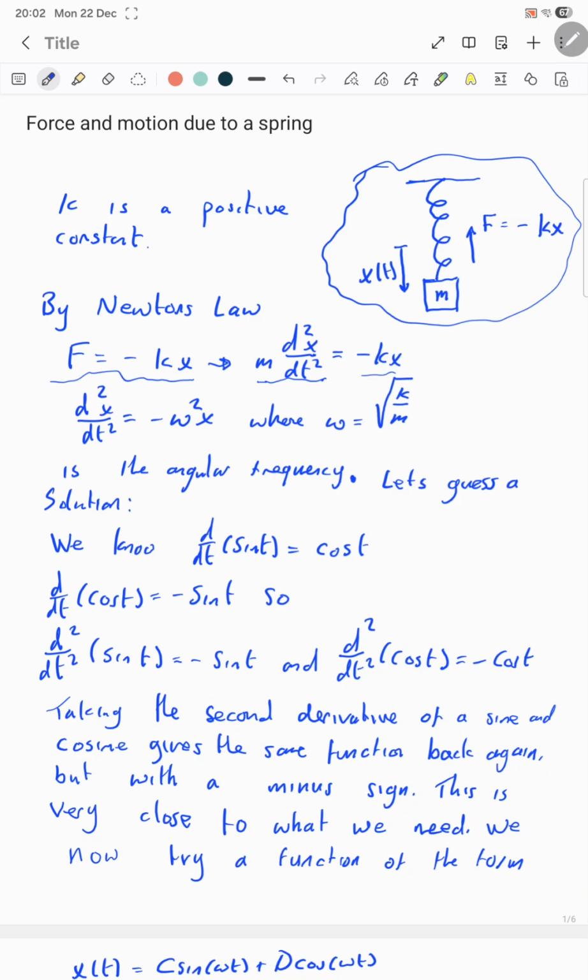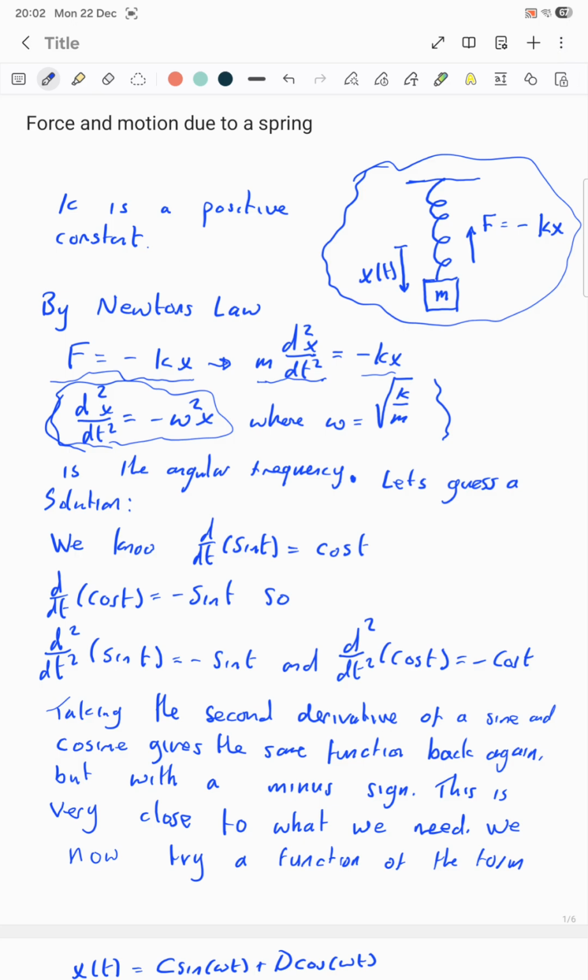So when we divide by m, we get this expression here, which is a common equation we see in these kinds of systems, where omega is the root of k over m, and this is the angular frequency.